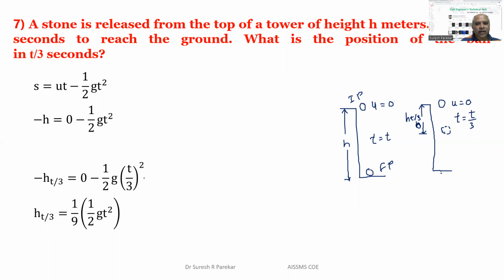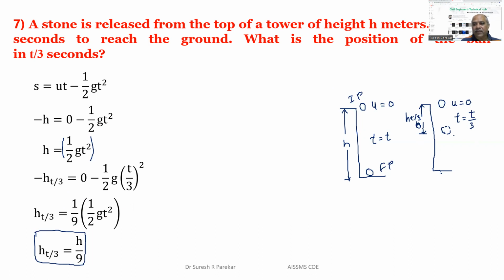And then we have the value of t as T by 3. So we will get this value. Now if we make h at T by 3, then we have h at T by 3 is h by 9. So what is the position of the ball in T by 3 seconds? You can see this value of h is half g T square. Here we have separated it into 1 by 9 and half g T square. And from this we will get that the ball is at h by 9 height from the top.